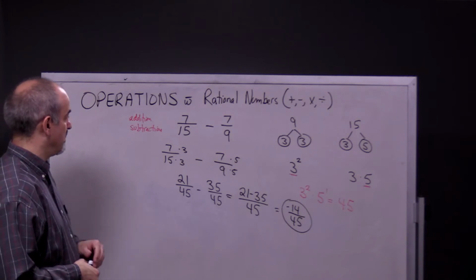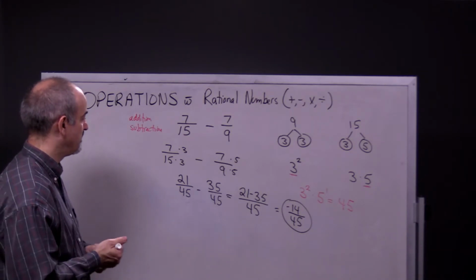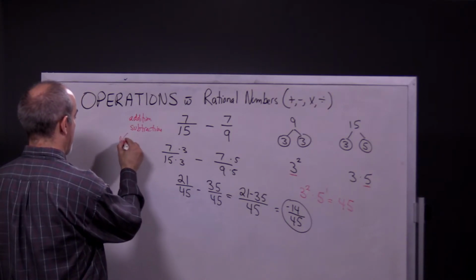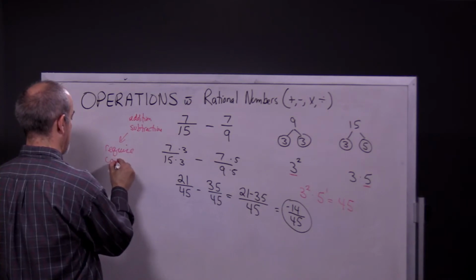Okay, so that's addition and subtraction of rational numbers. They require a common denominator.